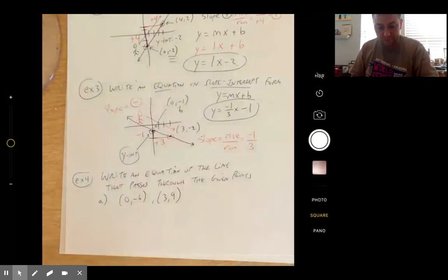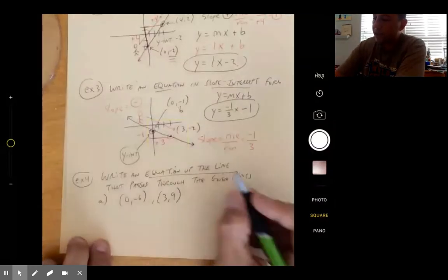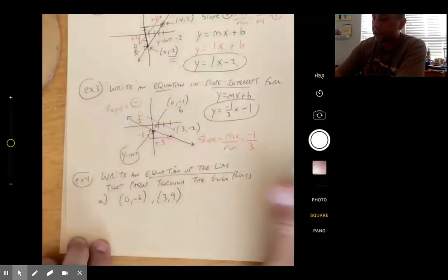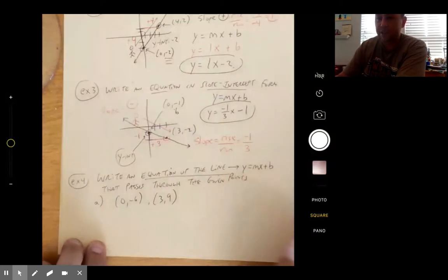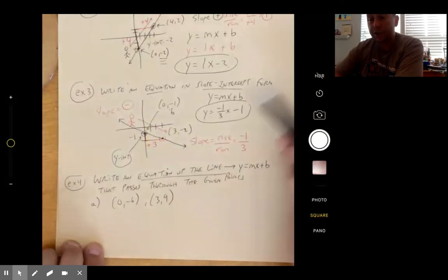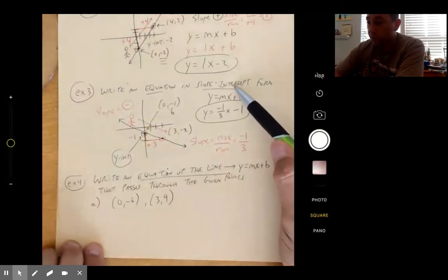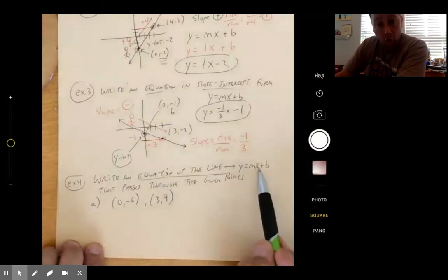We need to figure out what it means when it says equation of the line. If you ever see these words, equation of the line, I instantly want you to write this down, because that's exactly what they're talking about: y equals mx plus b. If you see the words slope-intercept form, write that down. If you see the words equation of the line, also write it down. They mean the same thing.